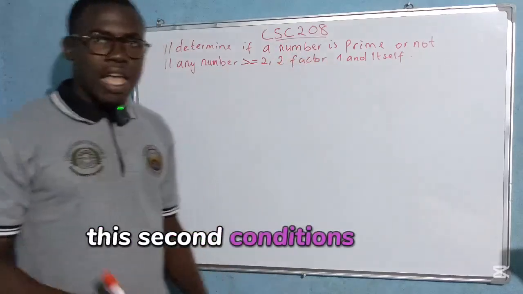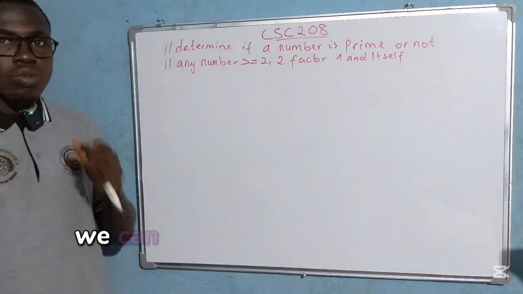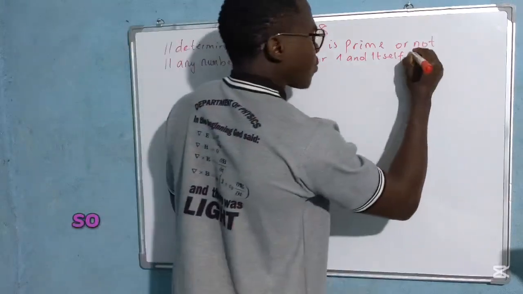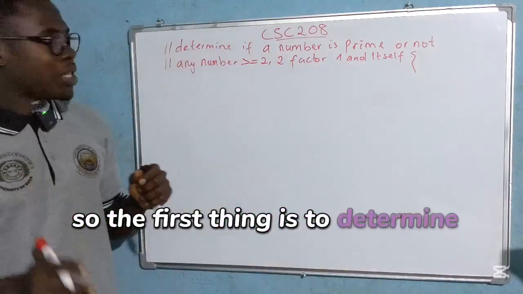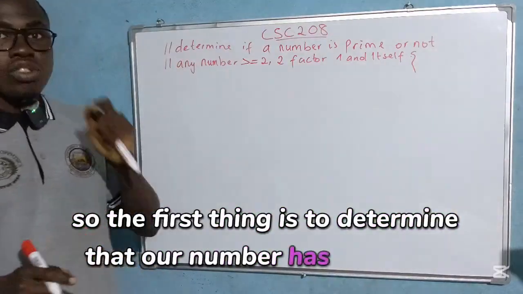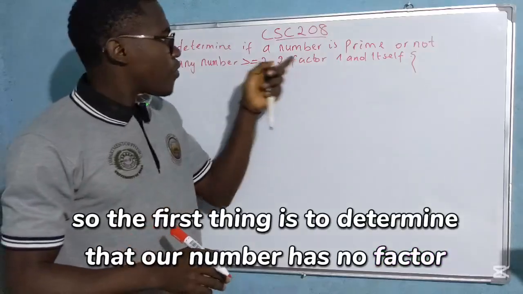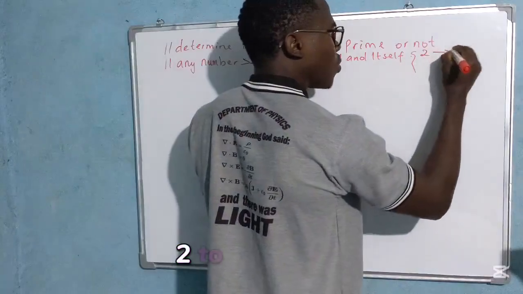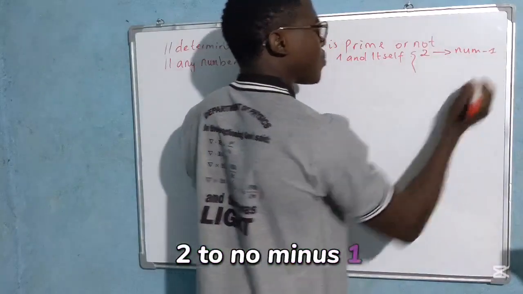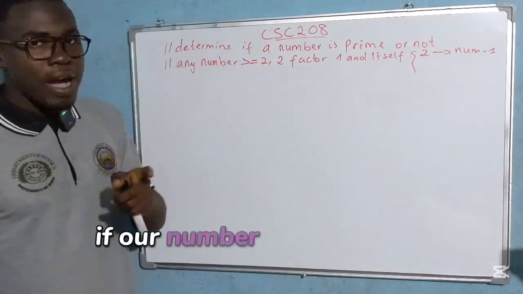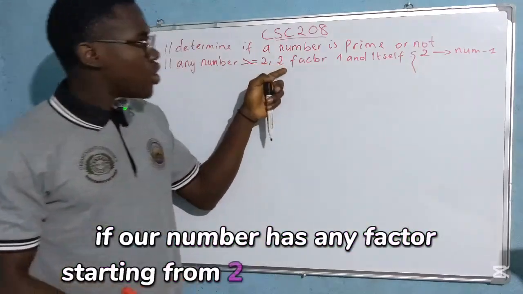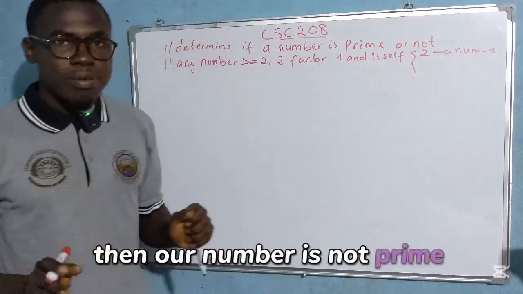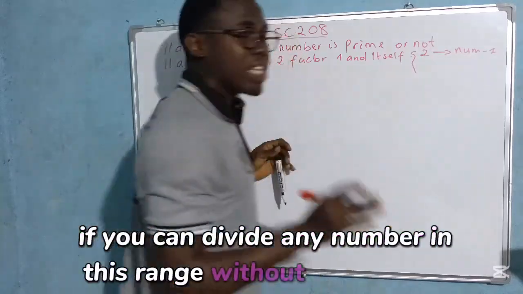For the second condition, there are 3 optimized ways we can do that, going from the worst case to the best case. The first thing is to determine that our number has no factor from 2 to num minus 1. That means if our number has any factor from 2 to num minus 1, then our number is not prime.